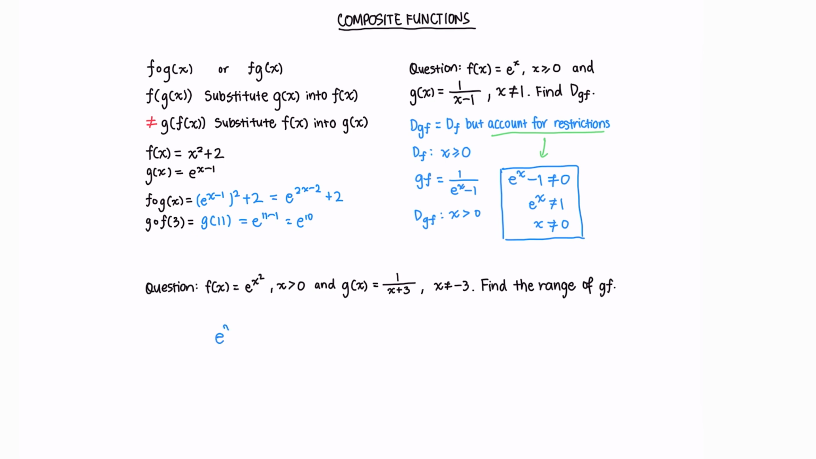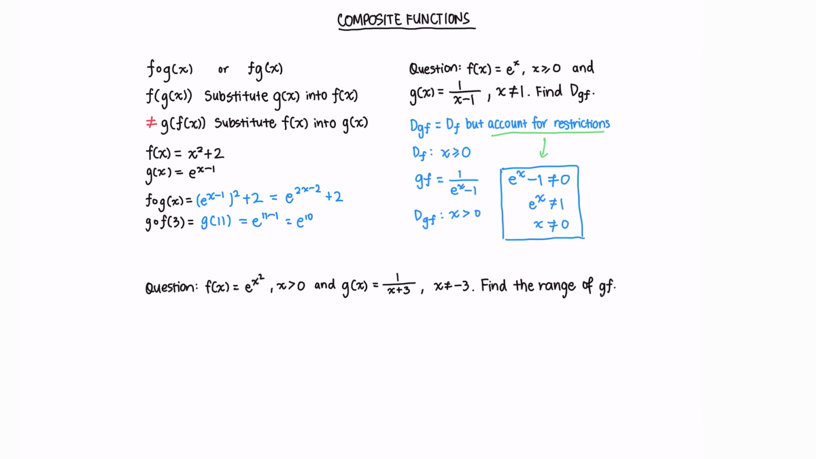e to the power of x squared is like this, and it's not the same as e to the power x, all squared. Okay, this is equal to e to the power 2x. So these two are two completely separate things. And g(x) equals 1 over x plus 3, where x is not equal to negative 3. So find the range of gf.